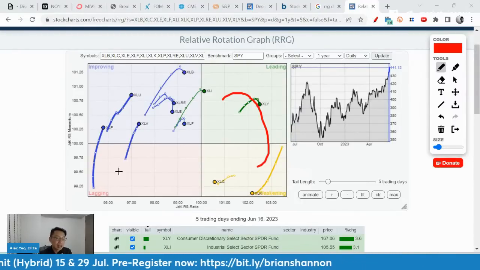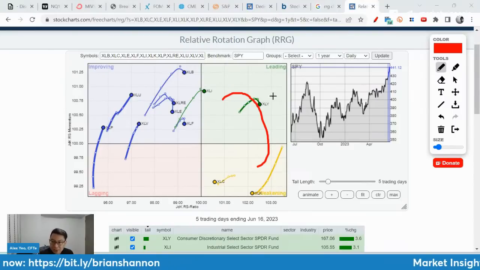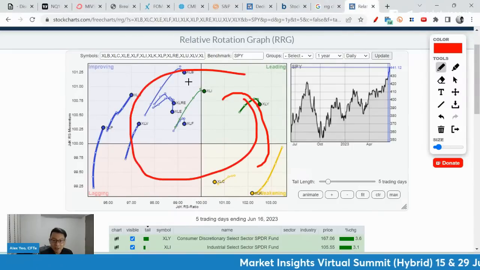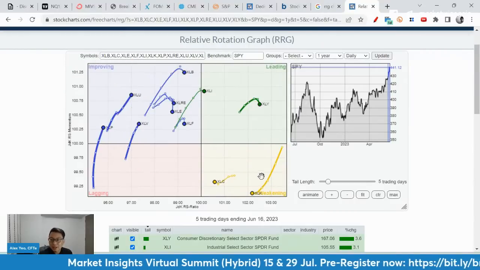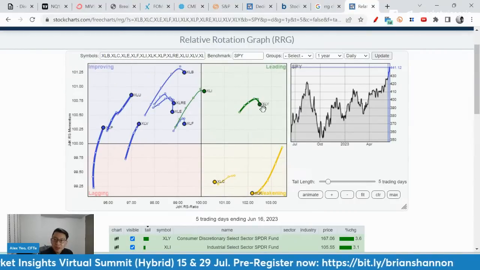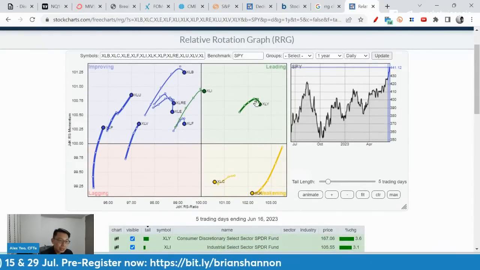Lagging, then it's weak. So if you can't differentiate, you see that green is good, red is bad. Green is good, red is bad. So it tends to move like that. Improving, I think you all know. It's simple English. Weakening. So can you see that right now the consumer discretionary is still leading the market.